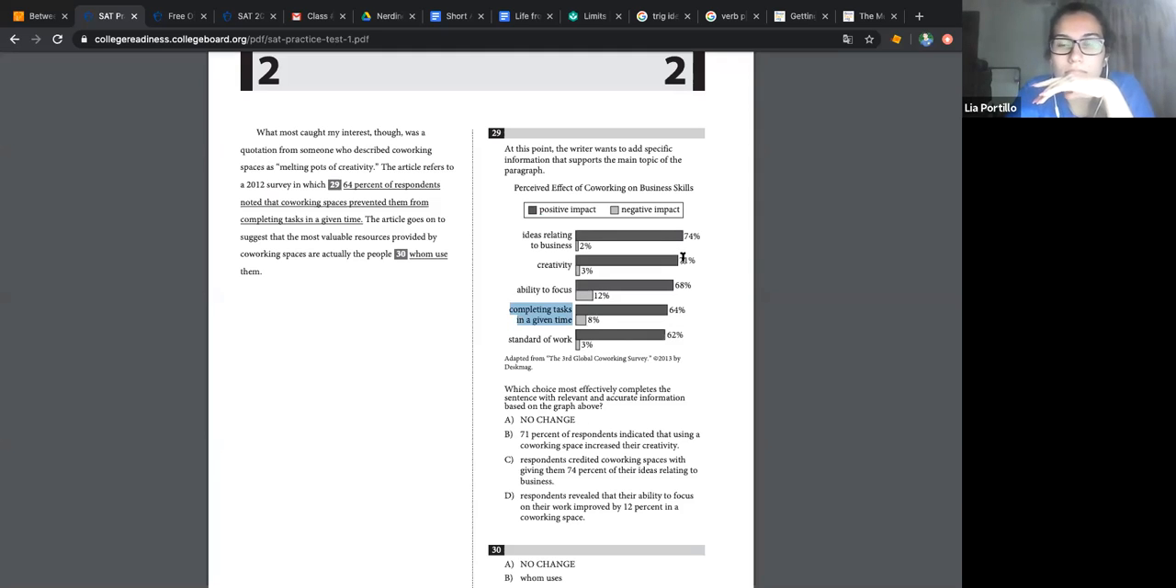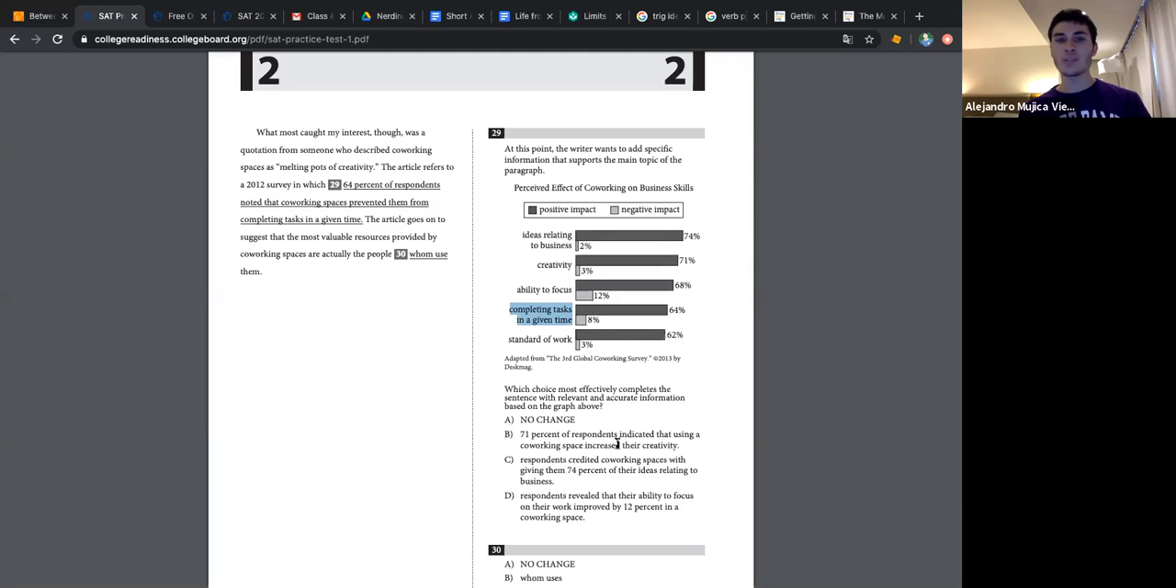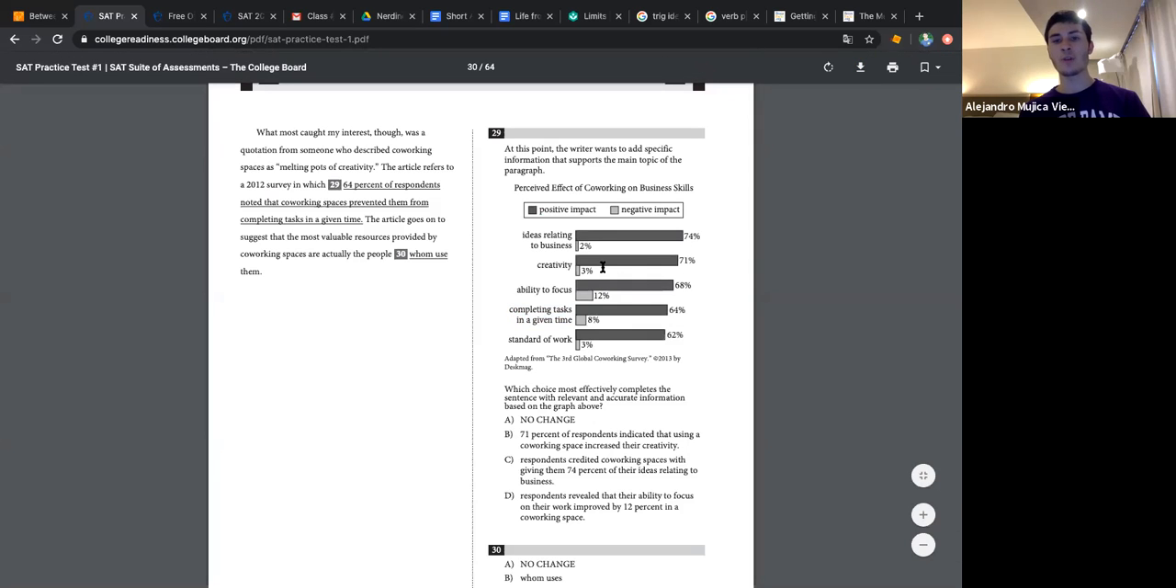Let's see B. 71% of respondents indicated that using a co-working space increased their creativity. So 71% here in creativity indicated a positive impact. So it's reasonable to interpret it this way. Up to now, that's the right answer.